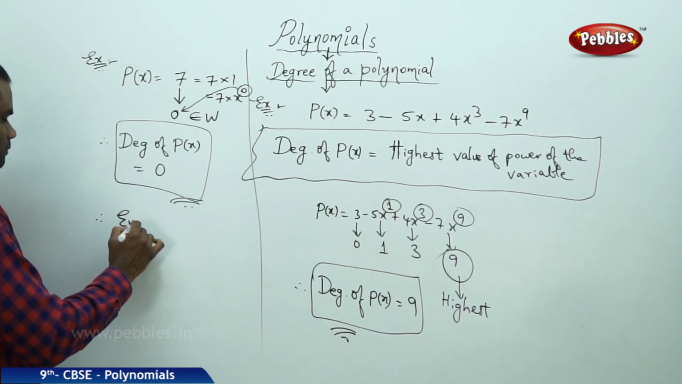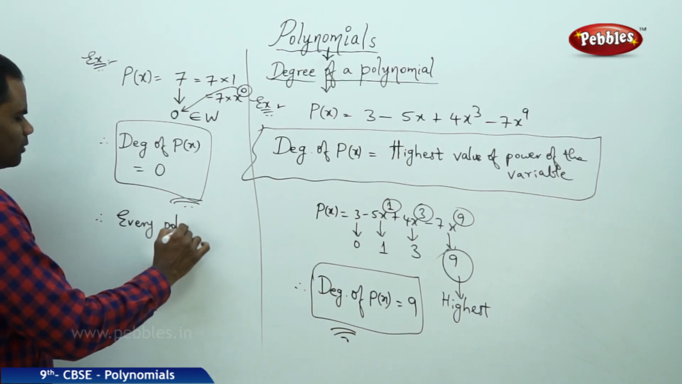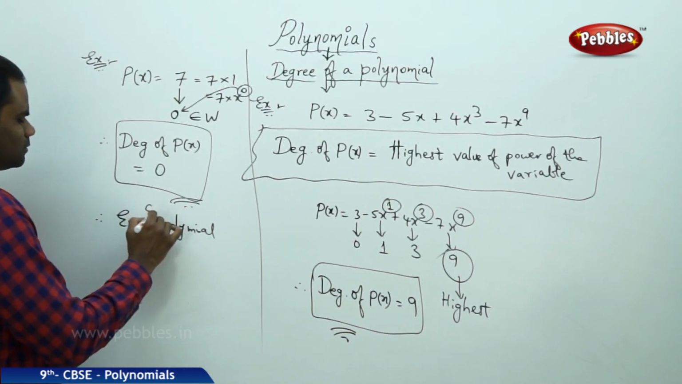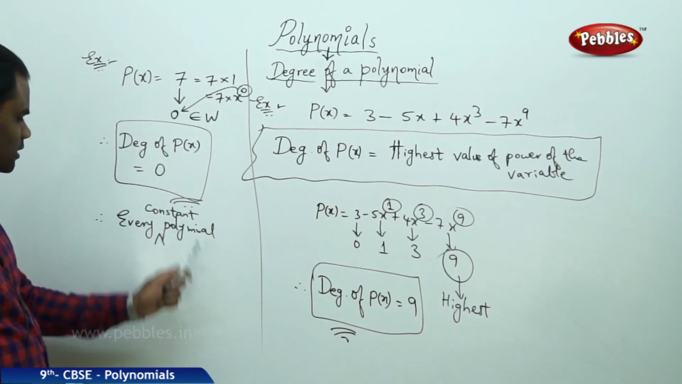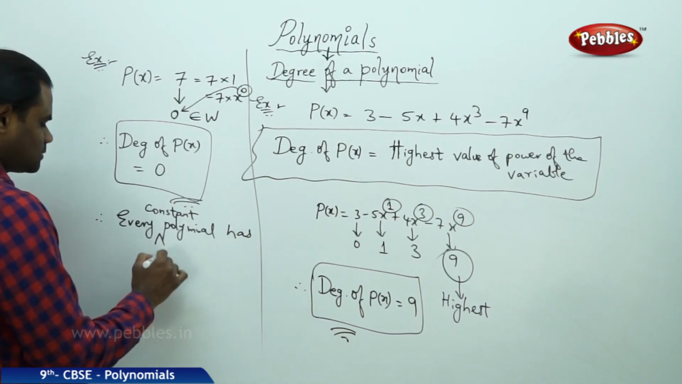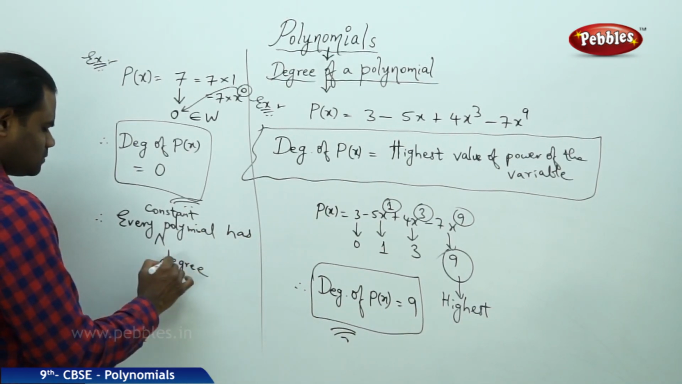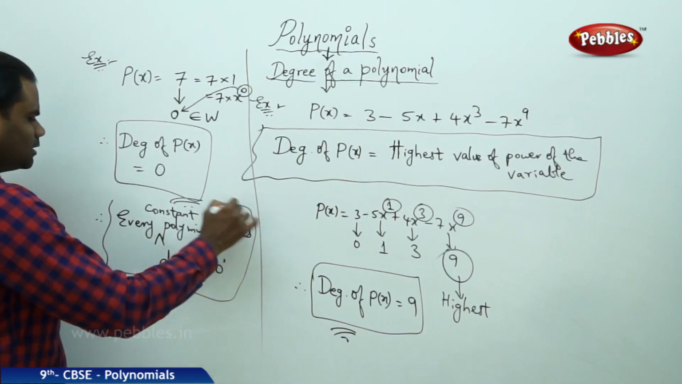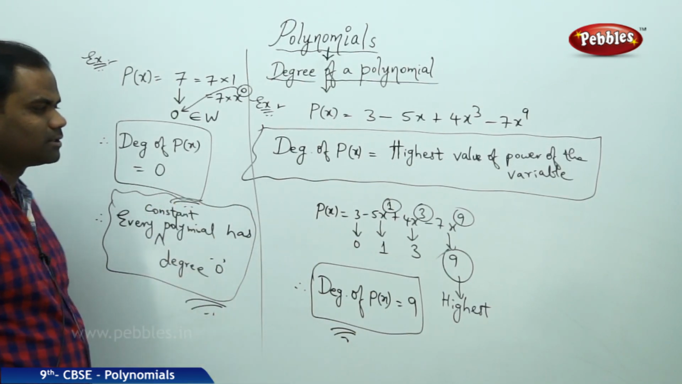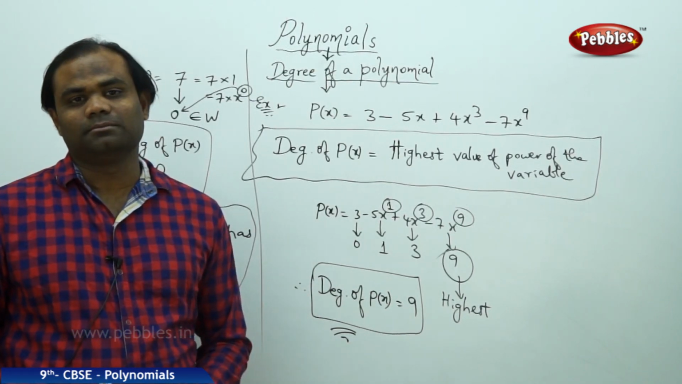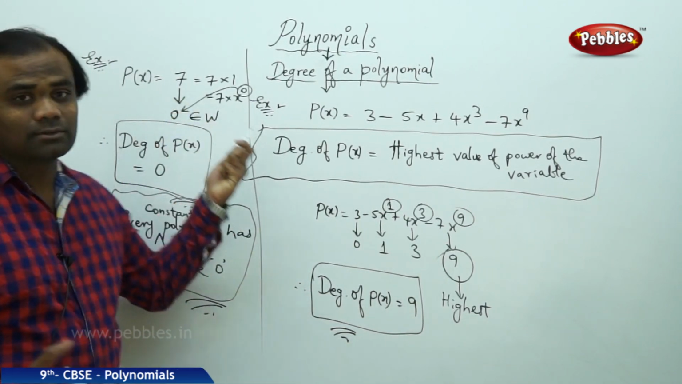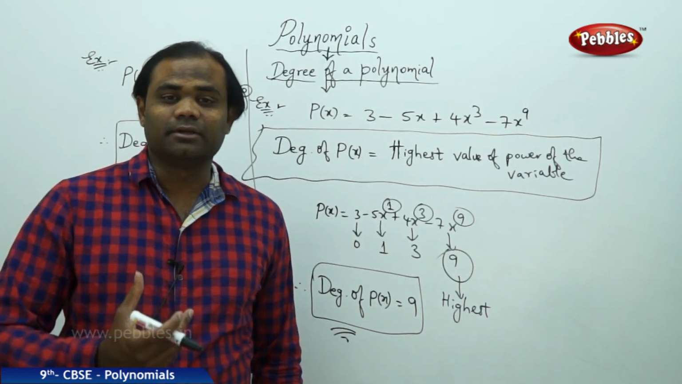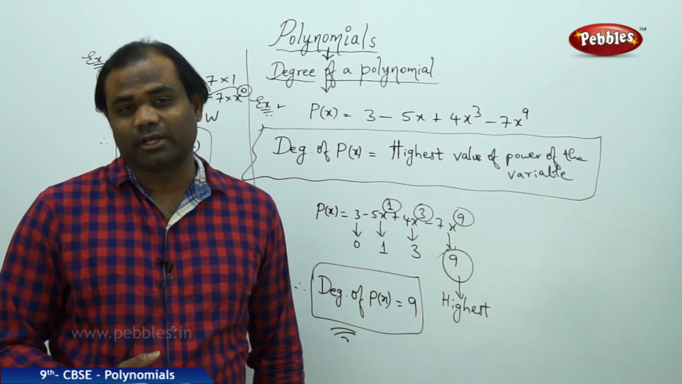Therefore, every polynomial which is a constant, or I call this every constant polynomial, has degree 0, is the learning outcome which I make in this example problem. If a polynomial is a constant polynomial, just like P of x equal to 7, then its degree must be 0. It cannot have other than the value 0.